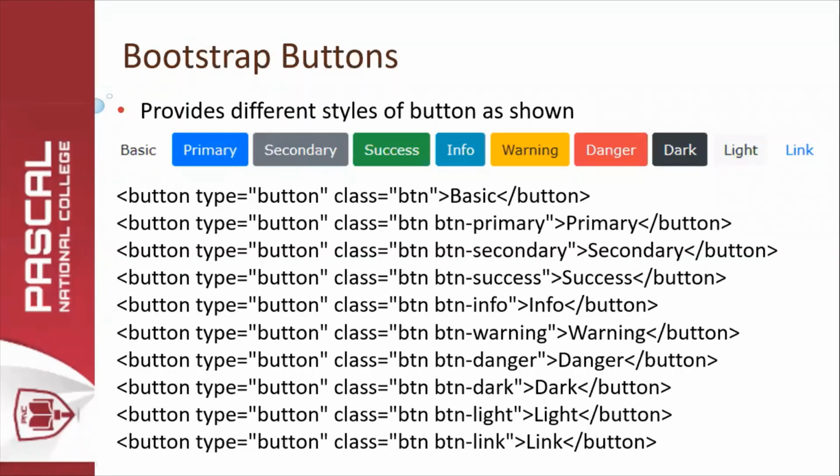For info, it is light blue in color. Similarly, warning is always in orange color. Danger will be shown in red color. Btn-dark, this one. Btn-light, this one. And btn-link. If you want to show your button in the form of a hyperlink, then you can use btn-link.